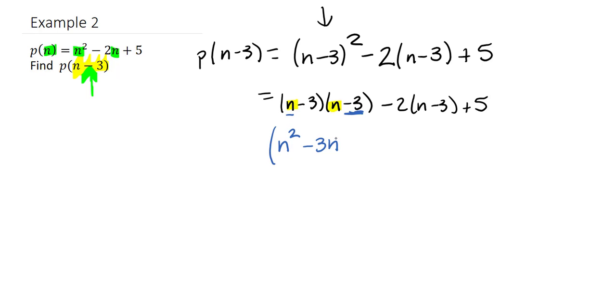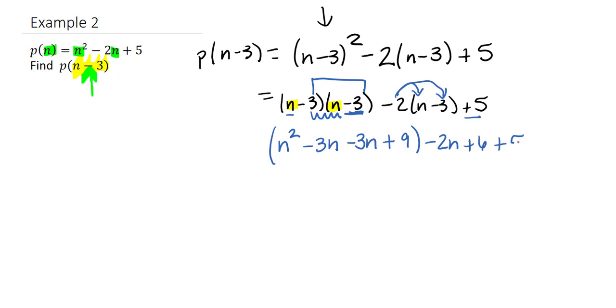Then we deal with the inside. So we deal with this negative 3 times n. So it's another minus 3n. Then we deal with the last ones. So negative 3 times negative 3 is positive 9. Let's keep that all in parentheses. Then let's distribute this negative 2 to the n and then to the negative 3. So negative 2 times n is just minus 2n. Negative 2 times negative 3 is plus 6. Then we just have this plus 5.